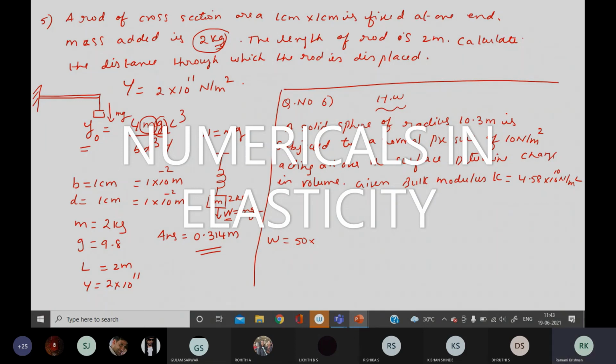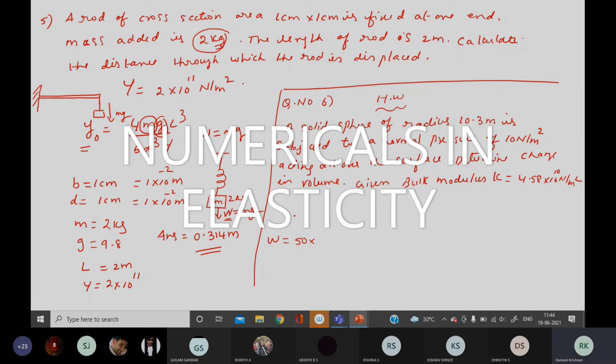Students, right? Now this is your homework. A solid sphere of radius 10.3 meter is subjected to a normal pressure of 10 Newton per meter square, acting all over the surface. Determine the change in its volume. Just note this question, question number 6. I stop here. Tomorrow you'll tell me the answer.